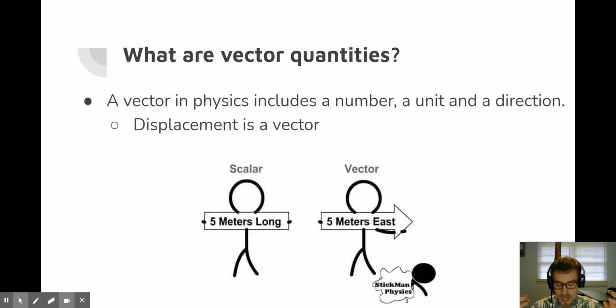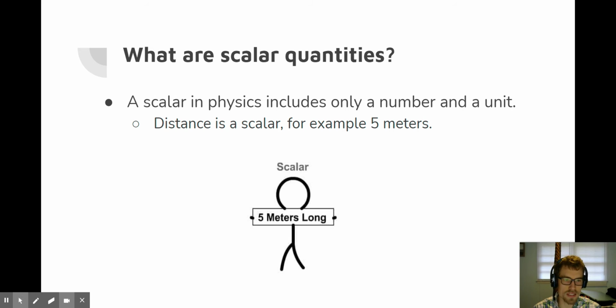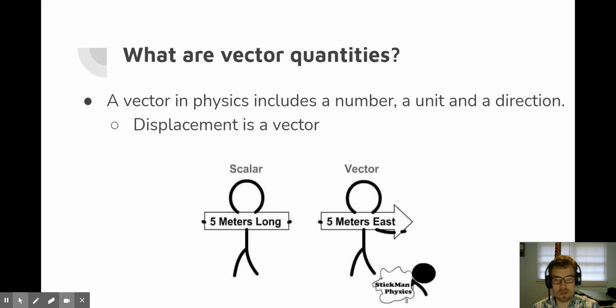And so as we go through talking about speed, velocity, acceleration in our future videos, we're going to be talking about whether or not these are scalar or vector quantities. So again, scalar quantities are quantities that include just the number and a unit. Your vector quantities are number, unit, and a direction. Okay, and so distance is a scalar, displacement is a vector.